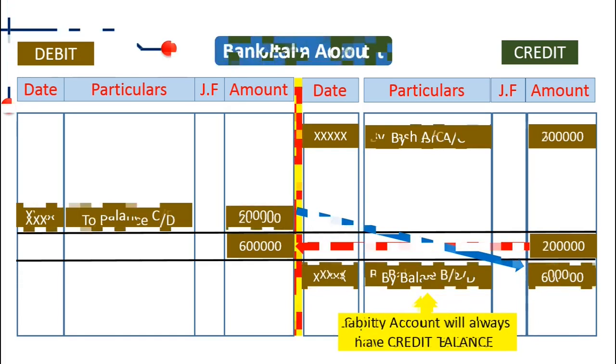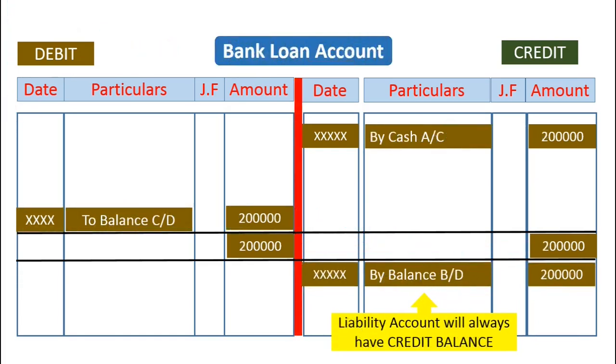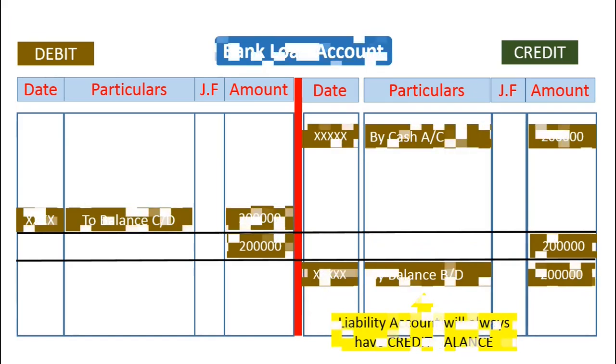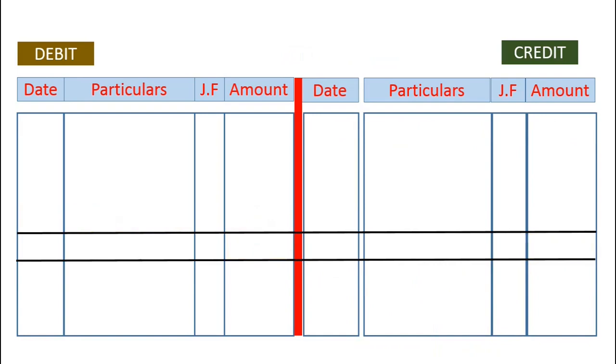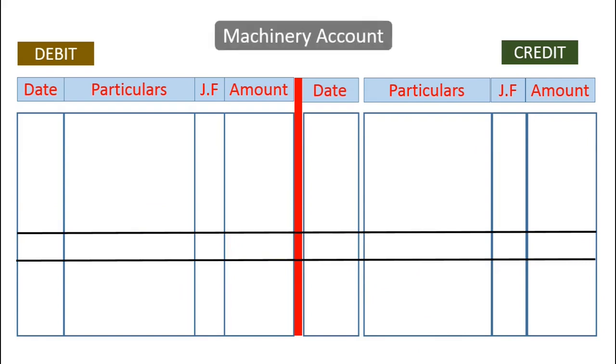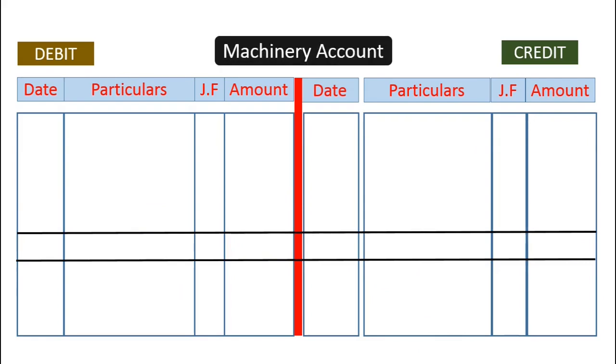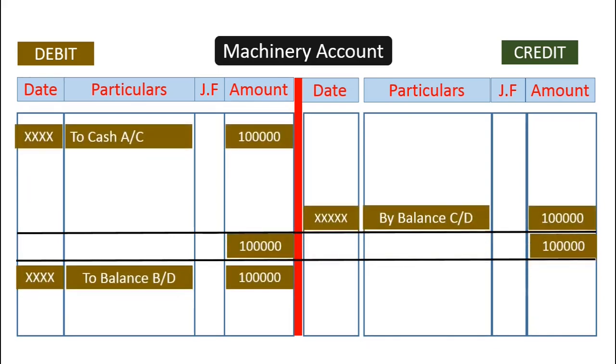Using the same procedure, bank loan account is prepared. Since bank loan is a liability, it will always show a credit balance. The only account or ledger that remains to be prepared from the example journals is machinery account. Using the procedure that we learned, we can prepare the same. Machinery account represents asset and asset will always show a debit opening balance.